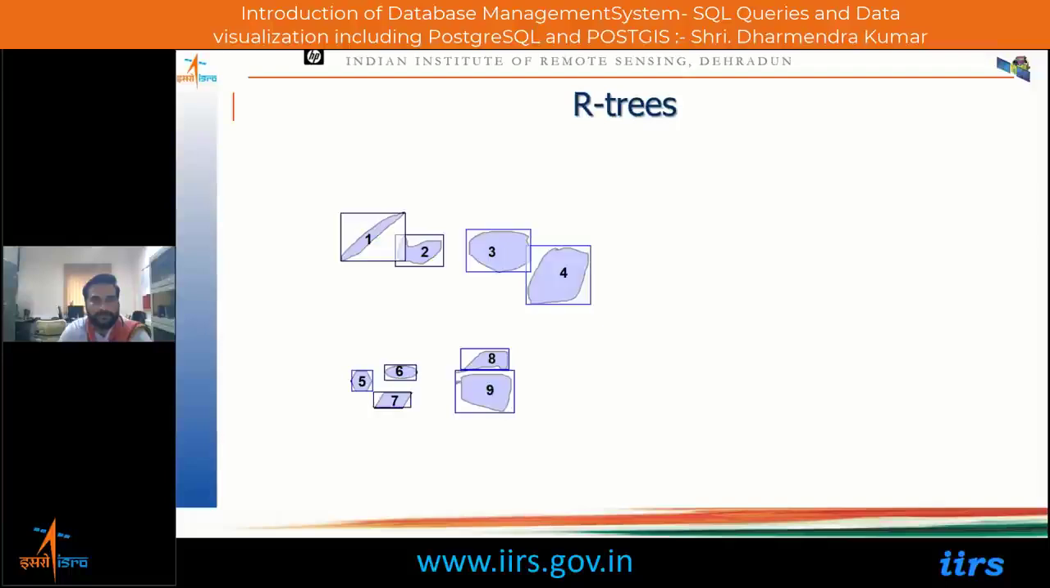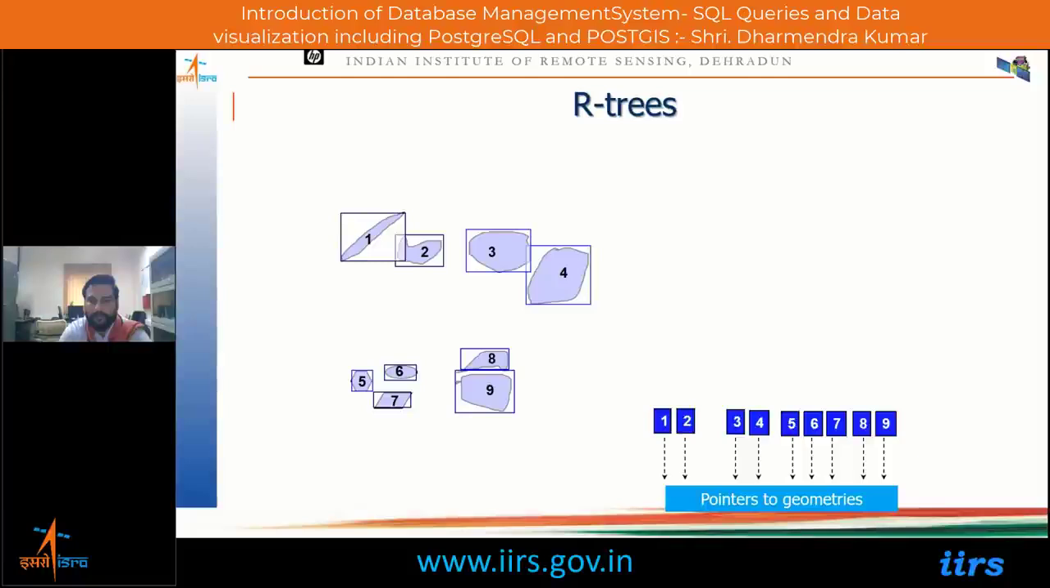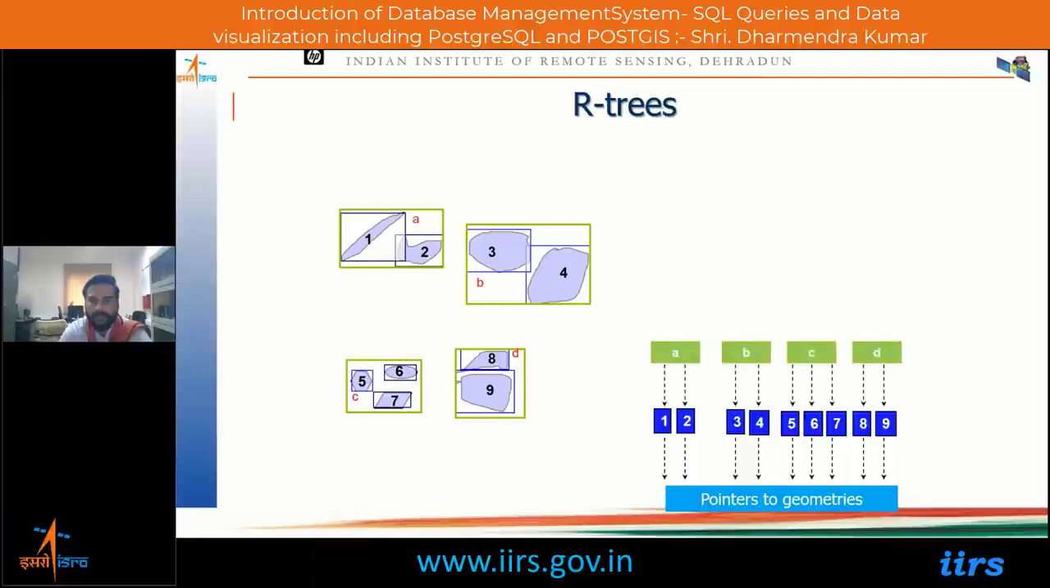Let's see. First, we have made the MBR approximation and put them in rectangle format, and we have pointers to the geometry. So 1, 2, 3, 4, 5, 6, 7, 8, 9. We have made it. Now we have grouped this set and named it A. The second set B, third set C, fourth set D. And again, in the same way we have grouped them. So there are 3, like 5, 6, and 7. They have been grouped as C.